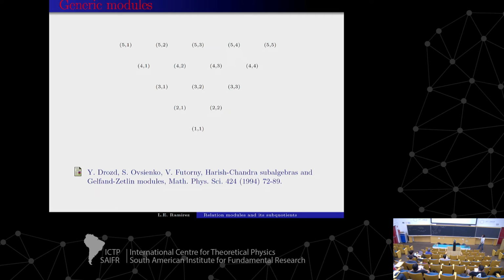Okay, so some cases that were studied before were generic models. The class of all generic models can actually be obtained by this construction. Just consider the set of relations to be the empty set. Then this construction, which I describe here, leads us to the construction given by Drozd, Ovsienko, and Futorny in '94 of the family of generic models.